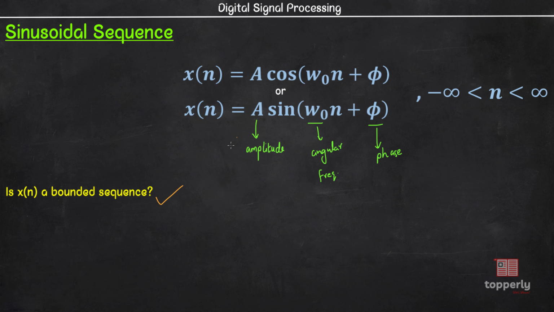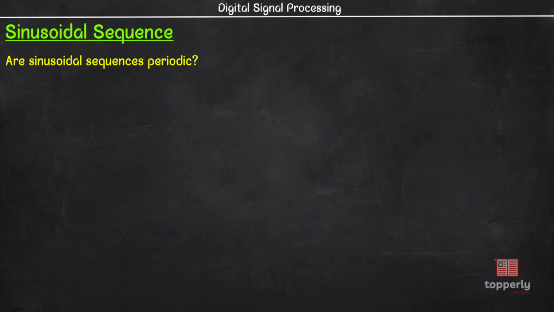Now the next important question is, are sinusoidal sequences periodic? The answer is no. This might surprise you, but let me emphasize it again. Sinusoidal sequences are not always periodic. This is a stark difference between discrete sinusoidal signals and analog sinusoidal signals, as analog sinusoidals are always periodic. Okay, so I said discrete sinusoidal signals are not always periodic. This means under certain conditions it can be periodic, right? So, let us investigate those conditions.